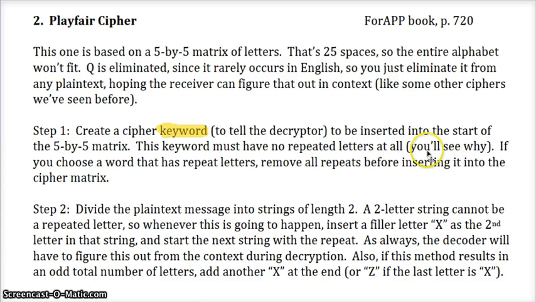If the keyword has any repeated letters, you have to take them out. You'll see why. Divide the plain text message into strings of length 2. So it's always 2 on this one. It's not variable. You have to divide it up. We divided the last one, welcome to the jungle, into bits of 4. This one will have to be bits of 2.